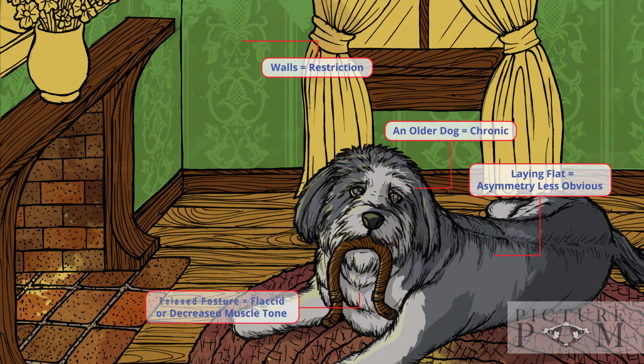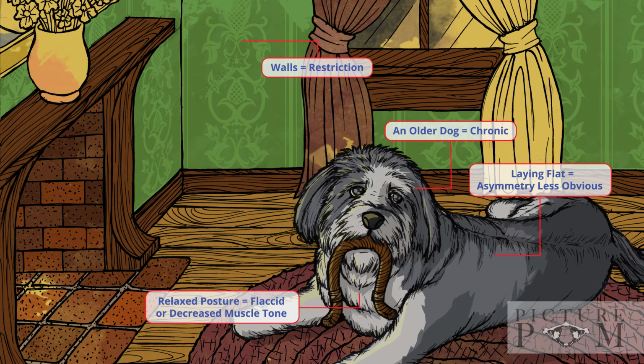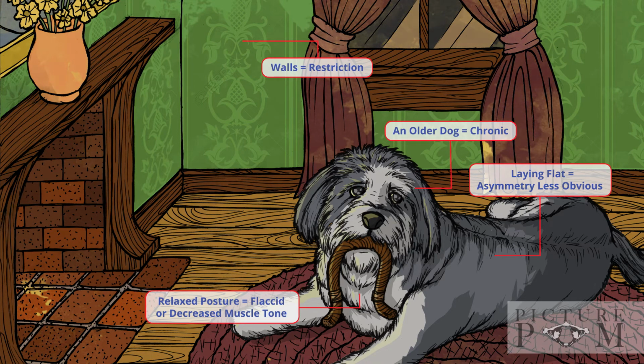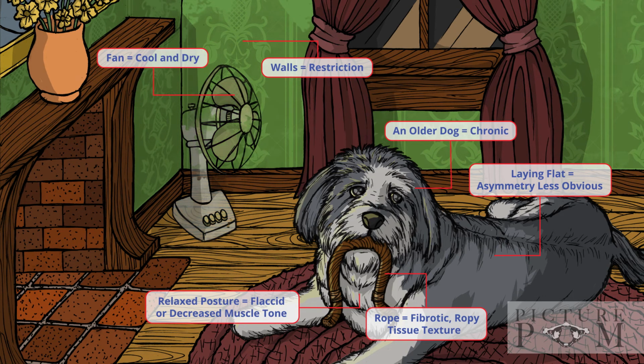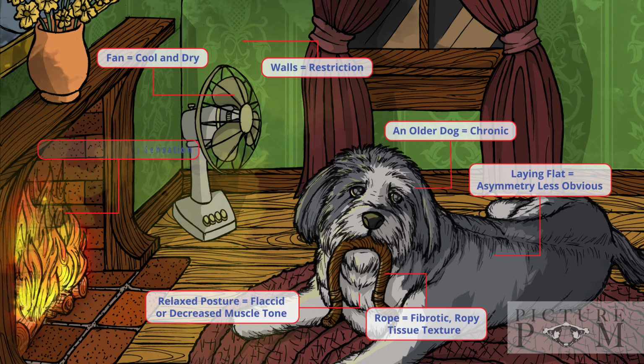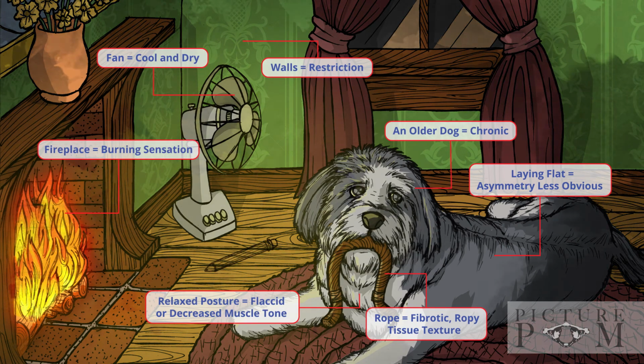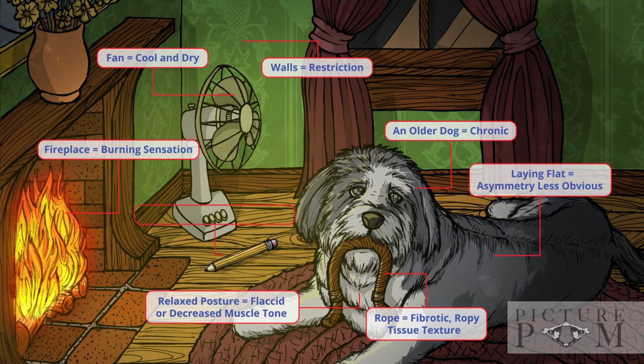The relaxed posture of the dog should remind you of tissue texture findings that can include flaccid or decreased muscle tone. The fibrotic ropey tissue texture is represented by the rope he is holding in his mouth. The dog is dry inside the house to represent the lack or decreased edema and cool, dry skin often found in chronic somatic dysfunction. The fireplace represents the burning sensation, and the dull pencil represents the dull tenderness that can be felt in chronic somatic dysfunction.